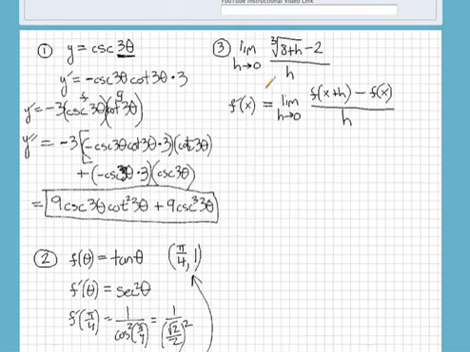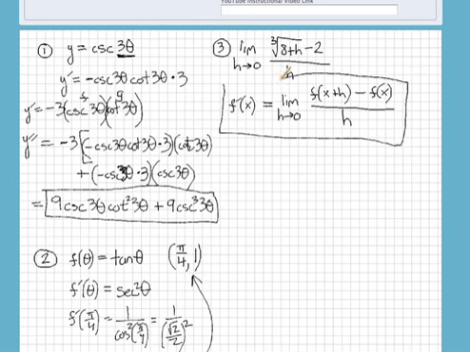Okay, number 3. Now this one looks like it's a lot, but it's actually fairly simple. I've written down the equation for the derivative here. And hopefully you've memorized this by now. If you haven't, I would highly suggest to memorize this. This is the definition of a derivative.